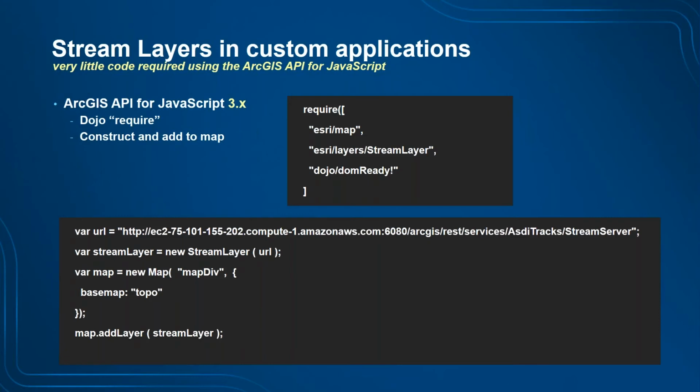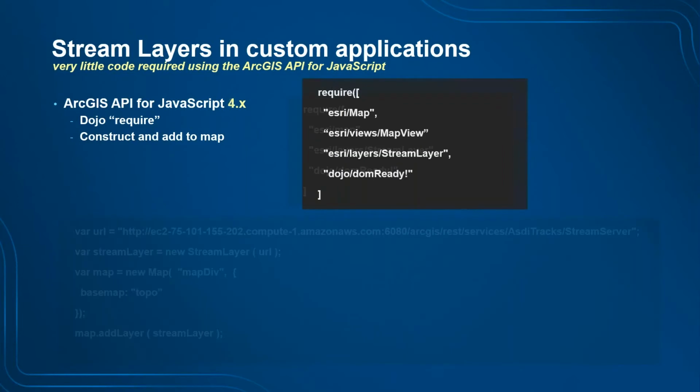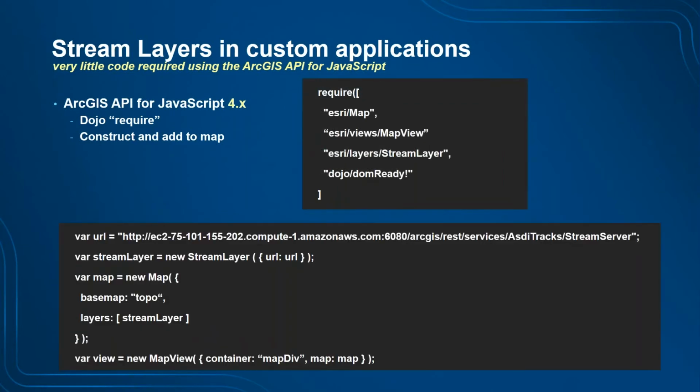In either case, we need to start by adding the Dojo require statements to our script, and then within the script itself, we'll have a map, and we'll have to define a new stream layer and pass it the URL to our stream service. And that really is all that's required, and we simply need to add the stream layer to the map as a new layer.